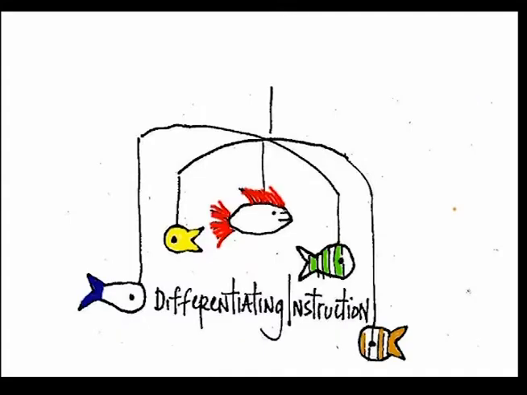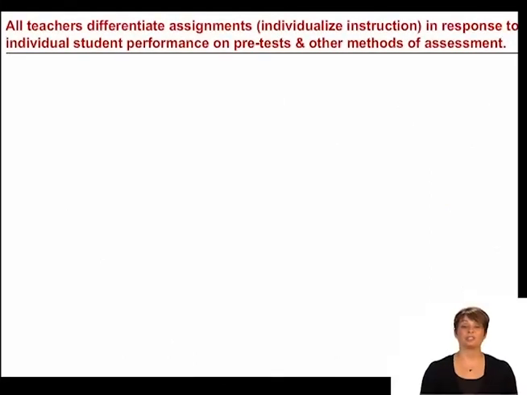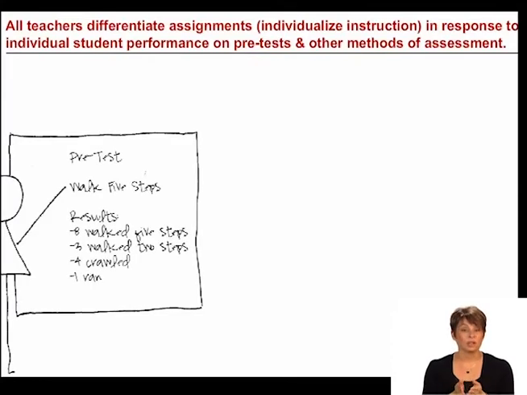But what about what we learned in Part 3, differentiating instruction to accommodate individual student needs? Where does that come into play? Right here. All teachers differentiate assignments, individualize instruction, in response to individual student performance on pre-tests and other methods of assessment. In order to move the students forward, instruction is differentiated based on their pre-test results and subsequent assessment of their work. Here, we'll listen as a teacher explains and demonstrates how she used pre-test data to individualize her instruction during work time.